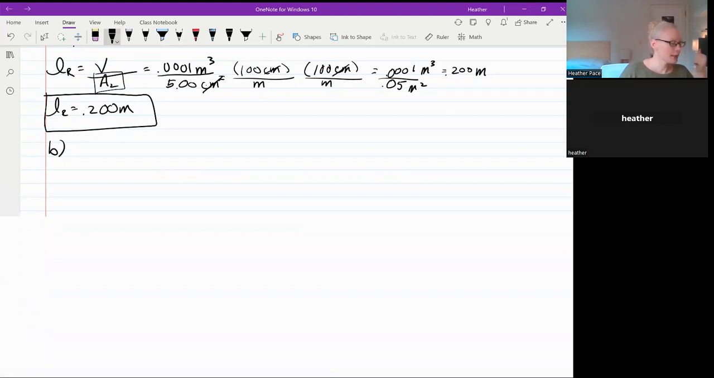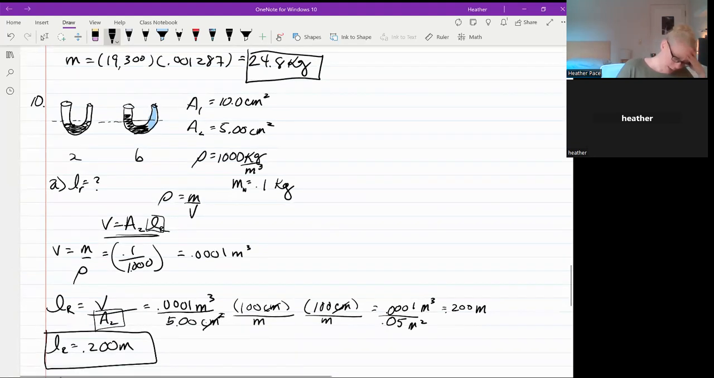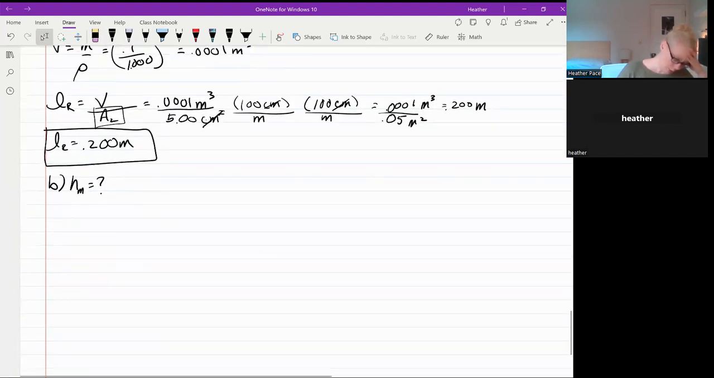Given the density of mercury, rho M. Oh, let's write down what we need first: H of the mercury. So our H is going to be this here, given that rho of mercury equals 13.6 grams per centimeter cubed.